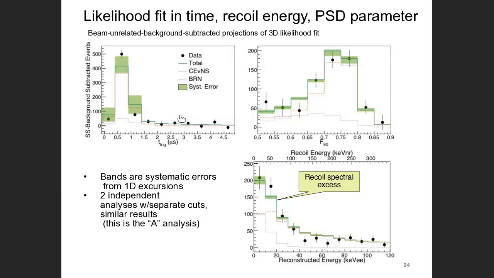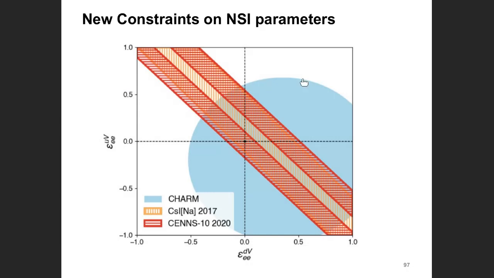And so this is the time on the left. The upper right is the recoil energy. The upper right is the pulse shape discrimination parameter. The lower right is the reconstructed energy. And what you can see here, you can actually see the signal most clearly in the recoil energy. You can see an excess here in the green compared to the red here, which is the beam-related neutrons. And so it's a clean signal.